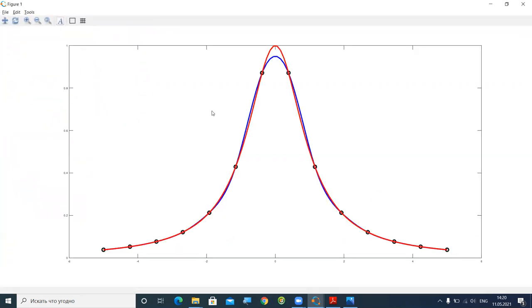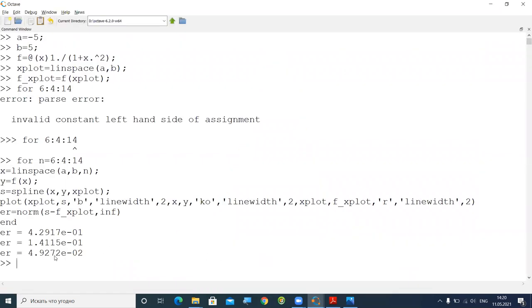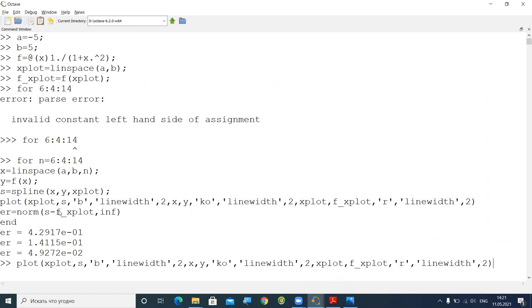So you can see here this kind of graph. Red is the Runge function, and blue is the spline. You can see they are very close. So this is the spline, a piecewise function, which covers our function. Is it clear? And now here are the errors between the spline and the value of f. If we clear the line widths here, I think it will be a clearer graph. Let's check it.